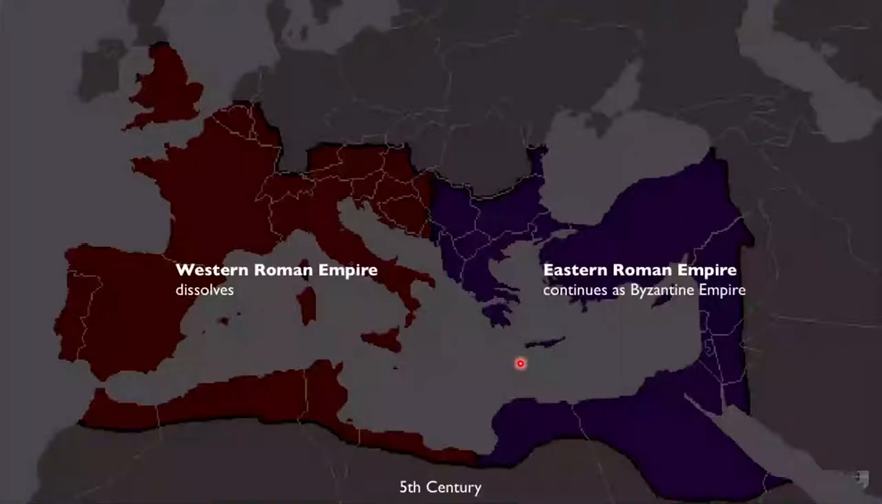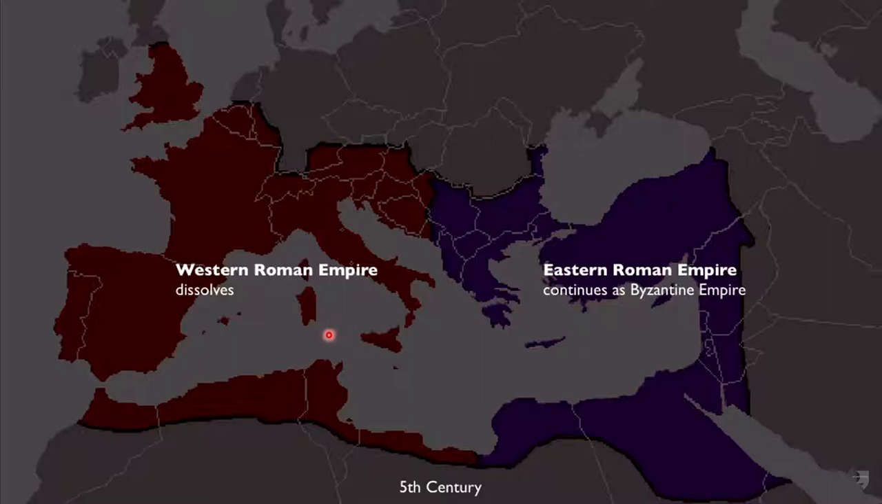All right. I'm going to show you the map here for a second again to put things into perspective. We talked about Constantine moving the capital from the west in Rome over to Constantinople. So what's going to play out over the next few centuries is that this eastern half of the Roman Empire is going to continue as the Byzantine Empire. The western part of the Roman Empire is going to dissolve, repeatedly sacked, as I said.